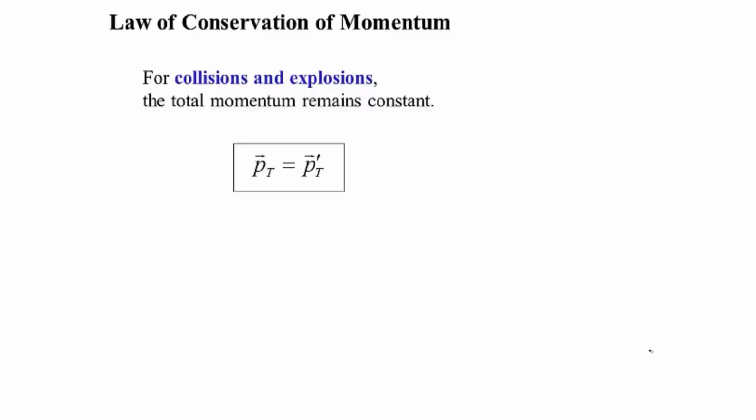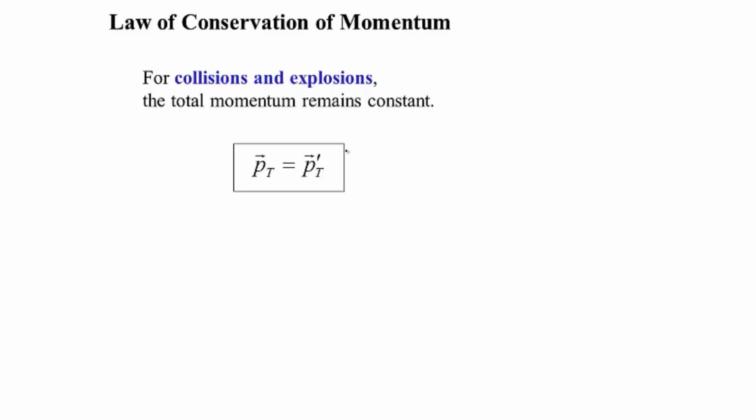Law of conservation of momentum. So there's the formula we use. For collisions and explosions, the total momentum remains constant. Quite often we use the little prime symbol right here to represent anything after the collision. Sometimes you'll see in your book, or your teacher might have used, I for initial and F for final as subscripts.